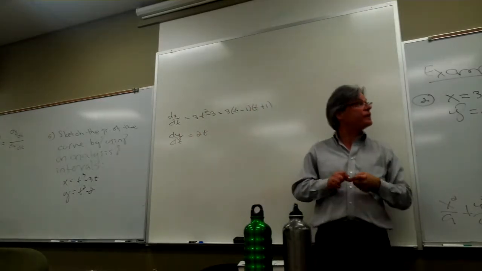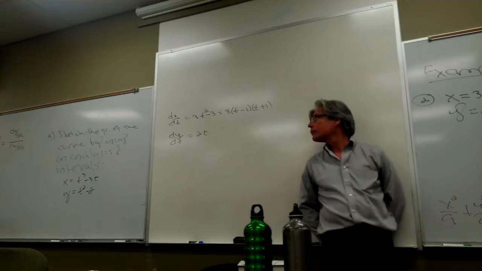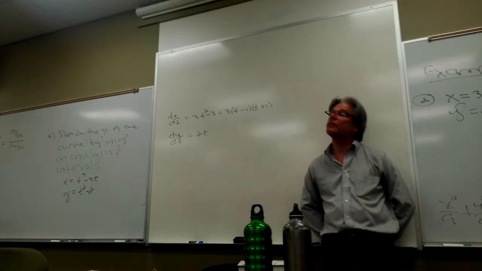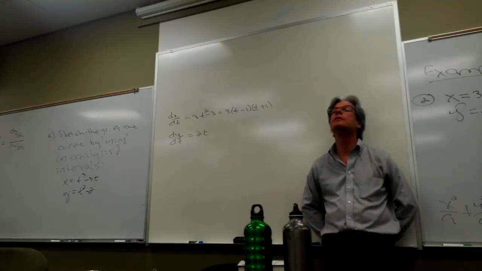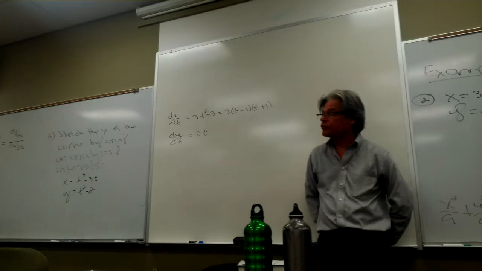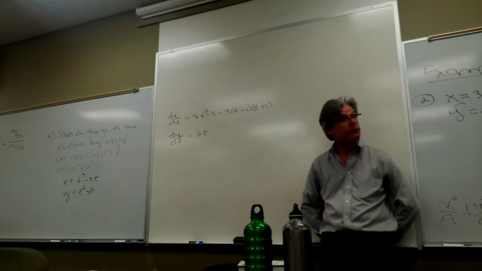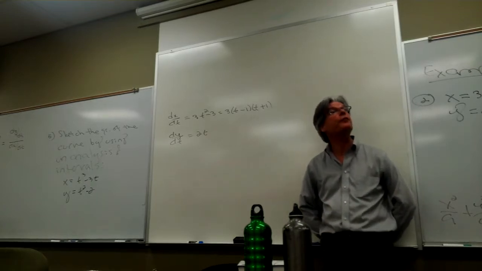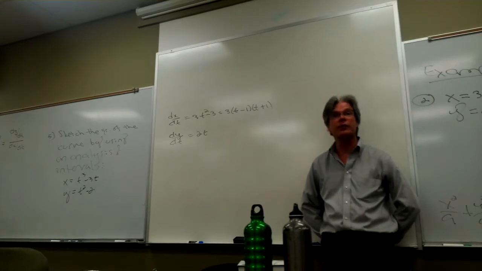Now, at what values of t is dx dt going to change signs potentially? 1, and I think just negative 1. But dy dt will change signs potentially at t equals 0. I think I have 3 values of t for which I can change directions for those 2 individual derivatives.